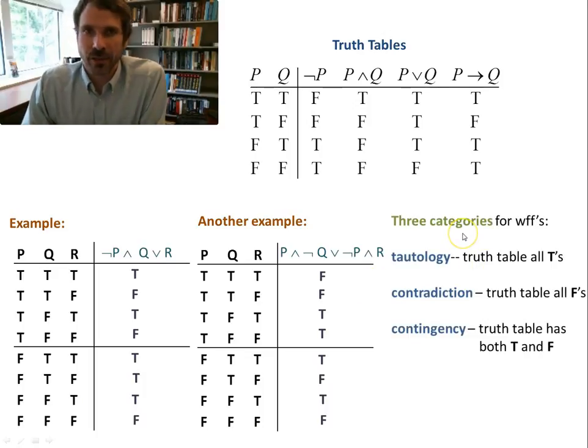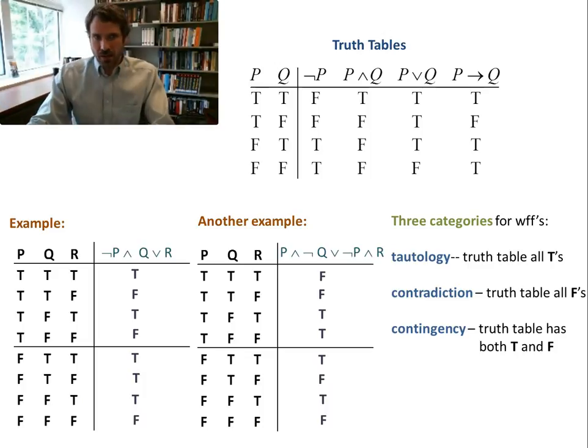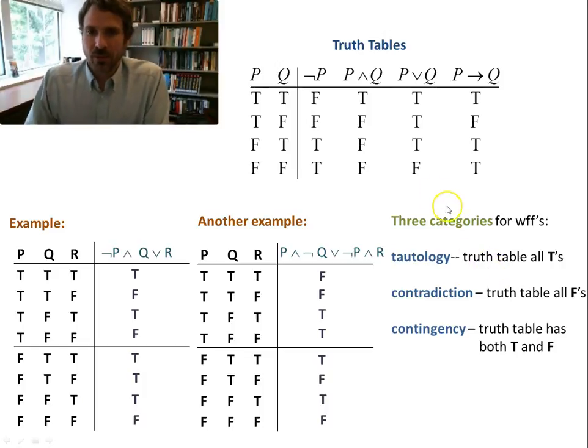We have three categories for our well-formed formulas. We like to come up with terms. We like to categorize things in order to speak about reality more precisely. And so that's why we have words in English. That's why we, as scientists, come up with terms for things. So we have three kinds of WFFs that we can see based on the values in their truth tables.